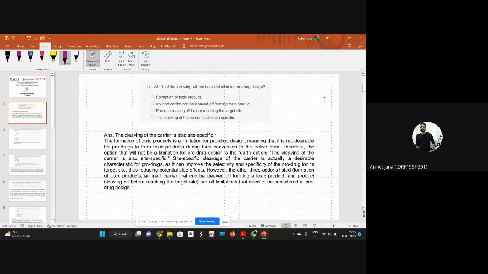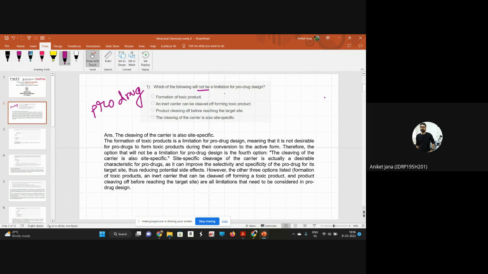It is saying, which of the following will not be a limitation for prodrug design. So at first, tell me what is a prodrug? Prodrugs are substances which are inactive but become active after metabolism. A drug in its protected form is inactive, but it becomes active when it comes to our body or after metabolism, right? So now tell me which of the following will not be, mind it, there is a not.